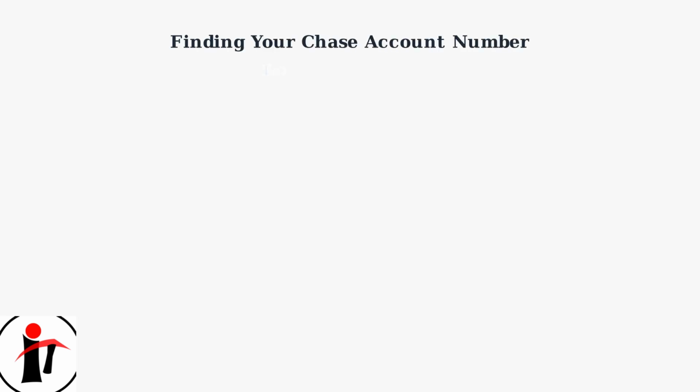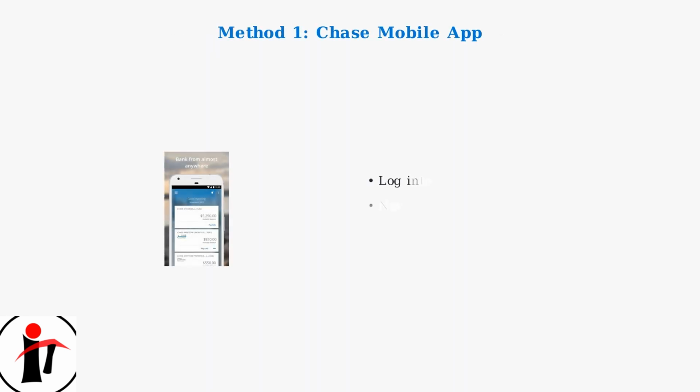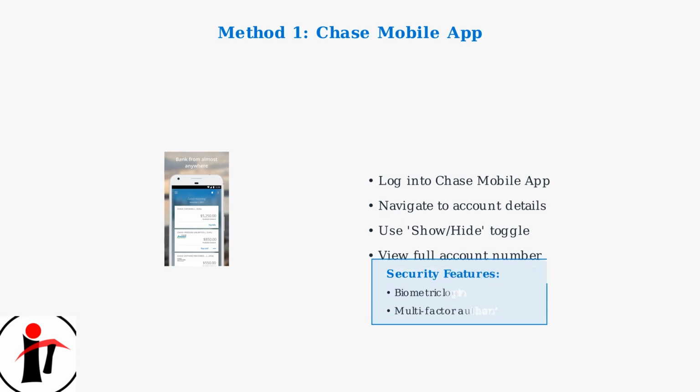Need your Chase account number? Here are the top 3 secure methods to find it quickly and safely. Method 1 is the Chase mobile app. Simply log in, navigate to your account details, and use the Show Hide toggle to view your full account number. The app includes biometric login and multi-factor authentication for security.